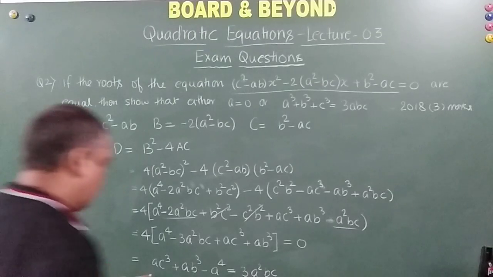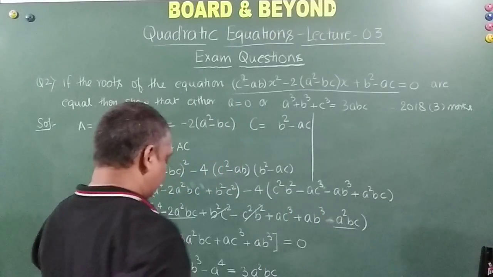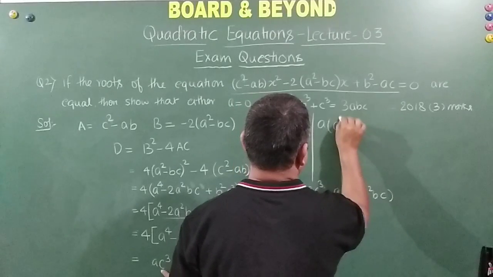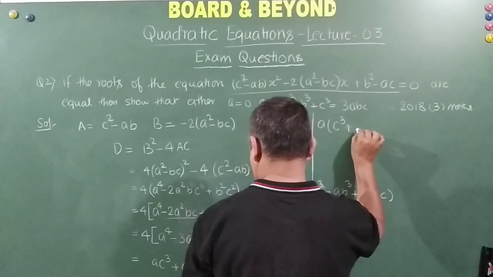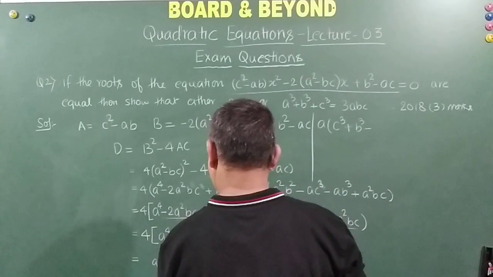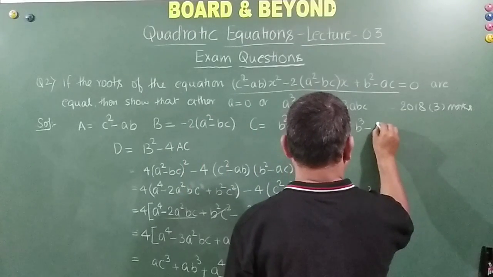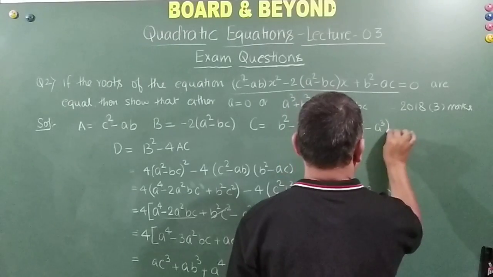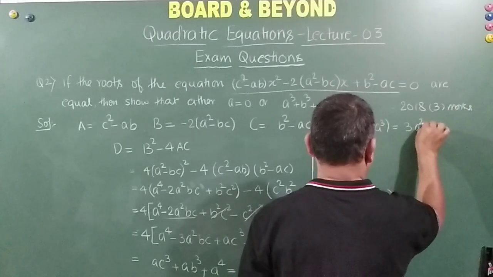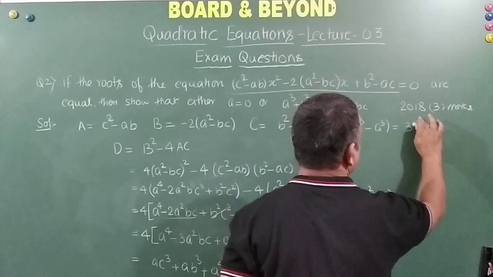Okay. Now what we will do, friends, we will take a common here. I'll use this part of the board. I'll take a common here. This becomes how much? C cube plus b cube minus, plus a power a cube, right? This is equal to 3a square b c. Now if I take a here, so this will get cancelled and this becomes abc.